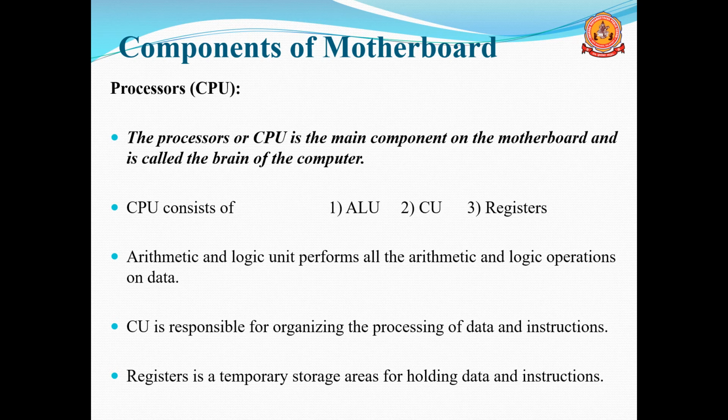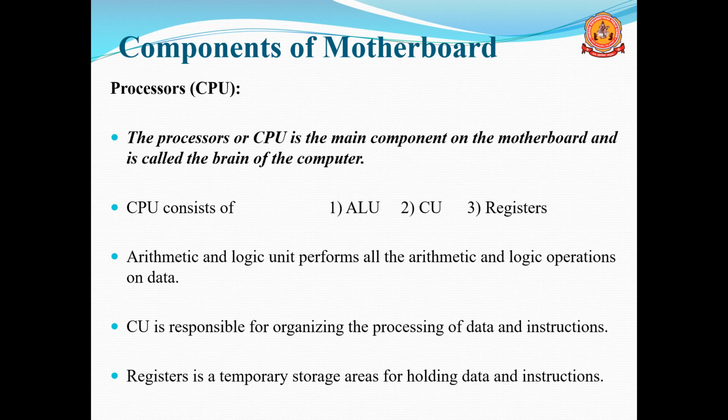So that is CPU. And if you take the CPU, it mainly contains three parts. One is the ALU, arithmetic and logic unit. Next one is the CU, control unit, and the last one is registers. The ALU performs all the arithmetic and logical operations on data.